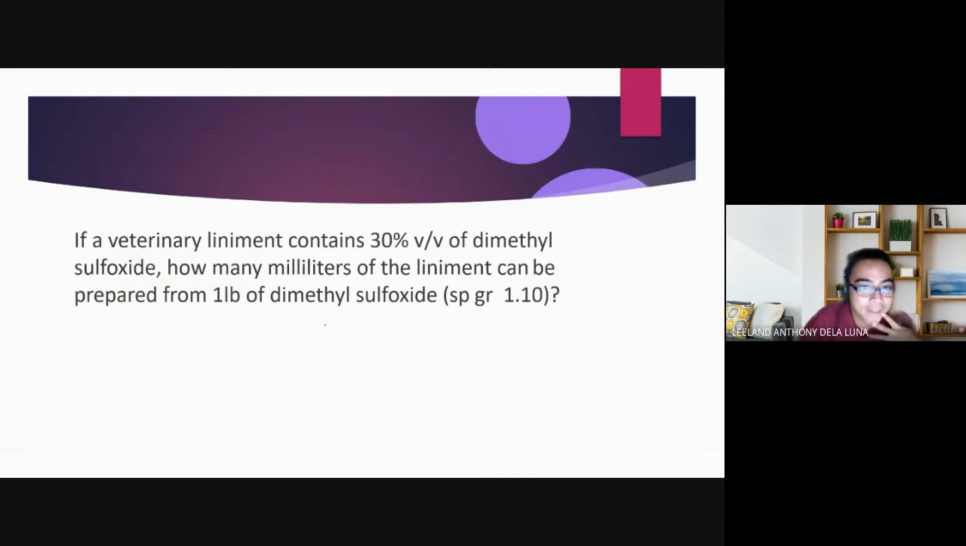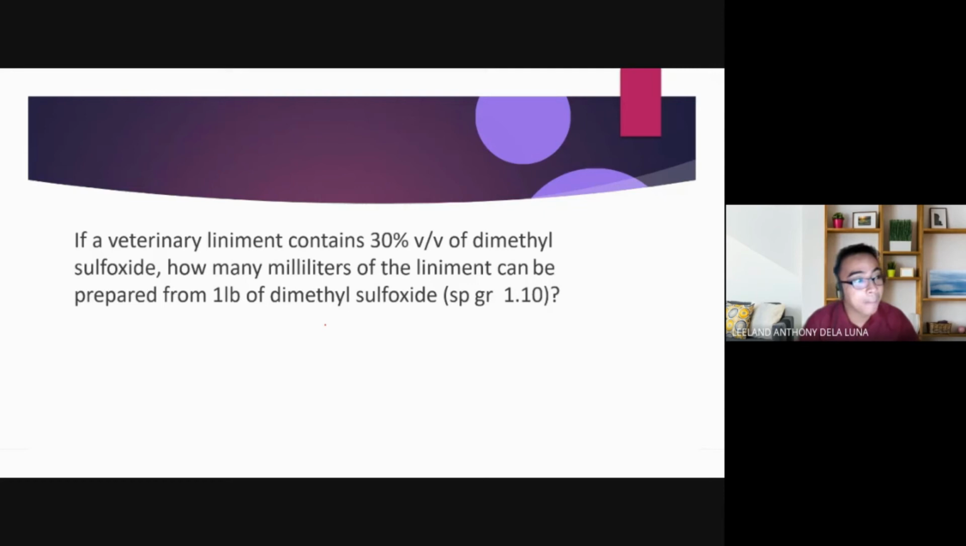So, halimbawa ito, if a vet liniment contains 30% volume per volume of dimethyl sulfoxide, how many ml of the liniment can be prepared from 1 pound of dimethyl sulfoxide? Okay? So, kumbaga class, katulad to kanina nung peppermint oil natin, nag-uubos na lang tayo ng active ingredient natin. Ubusin na lang natin. So, ang tanong lang dito is how many ml of the liniment, total volume niya, magagawa natin kung 1 pound of the solute ang gagamitin natin, which is dimethyl sulfoxide.